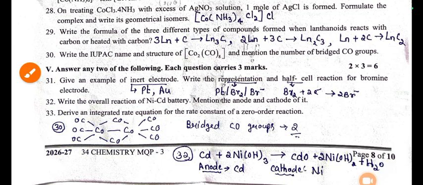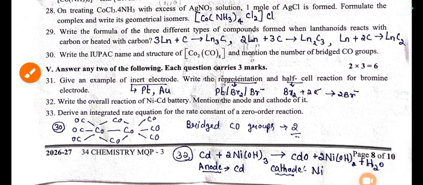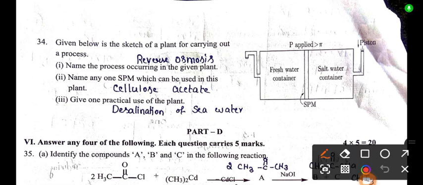Then question number 31, inert electrode examples are platinum and gold. The representation and half cell reaction of the bromine electrode I have mentioned here. That is very important. And 32, nickel cadmium battery overall reaction is mentioned, and anode is cadmium and cathode is nickel. 34th question, the given figure indicates the process of reverse osmosis. The membrane used is cellulose acetate and practical use is desalination of seawater.